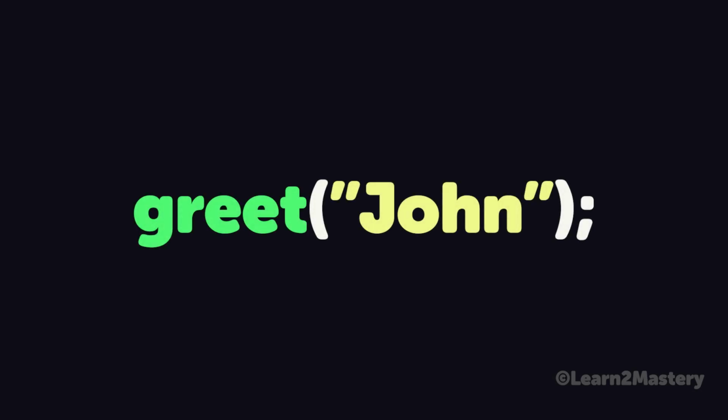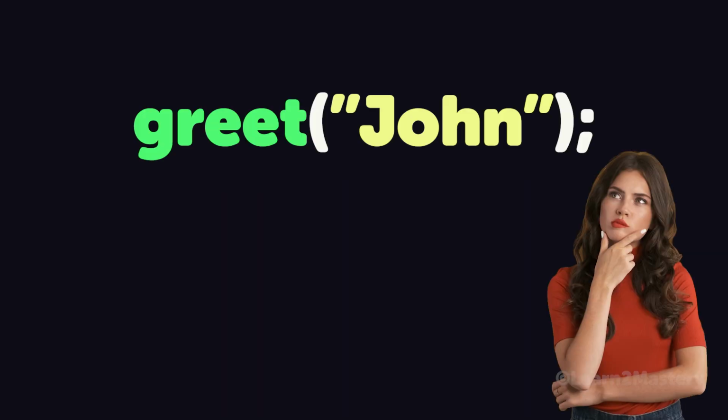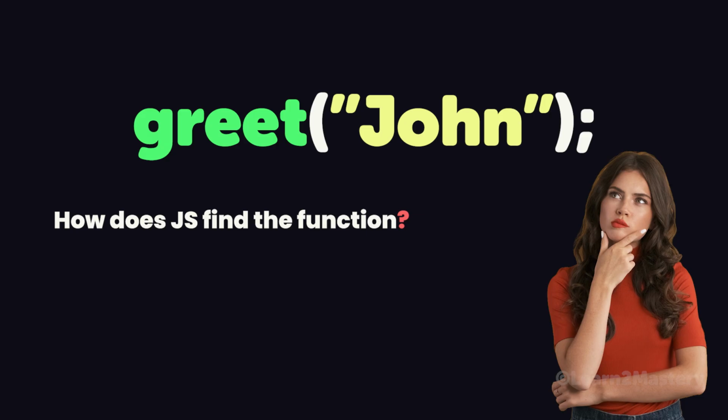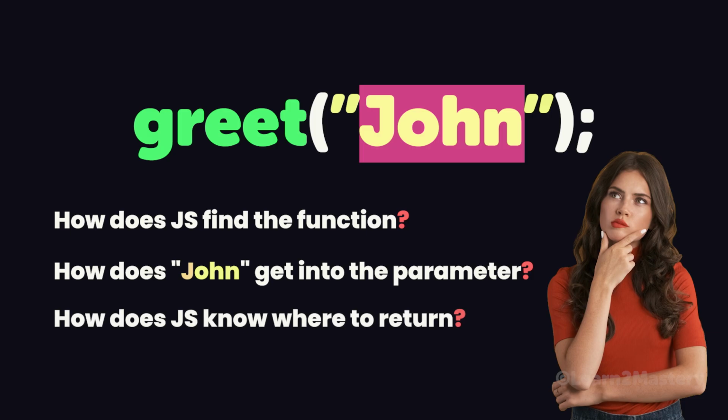What do you think will happen when JavaScript executes this line of code? Most beginners would say it calls the function, and that's true. But how does JavaScript find the function? How does the value John get into the parameter? And how does JavaScript know where to return after the function finishes executing?